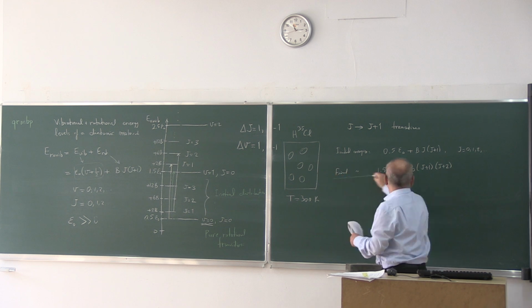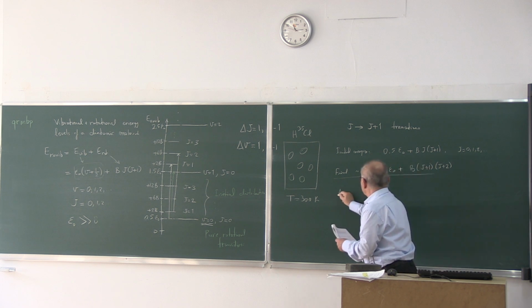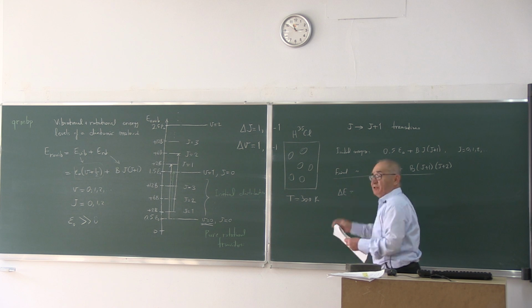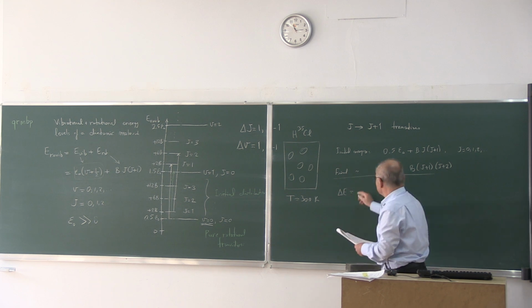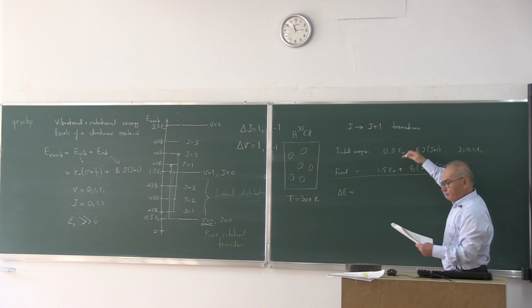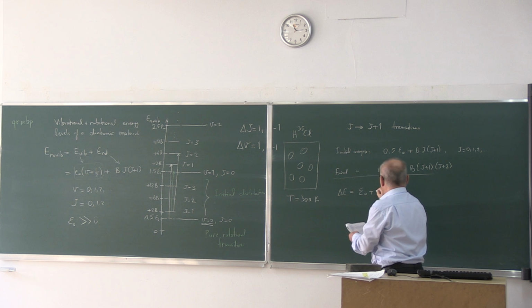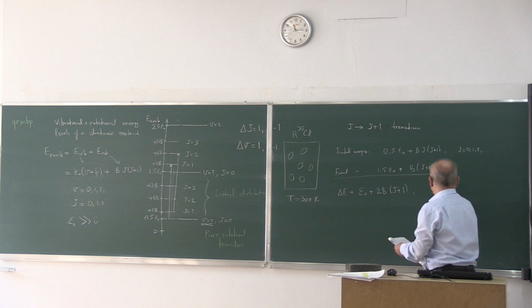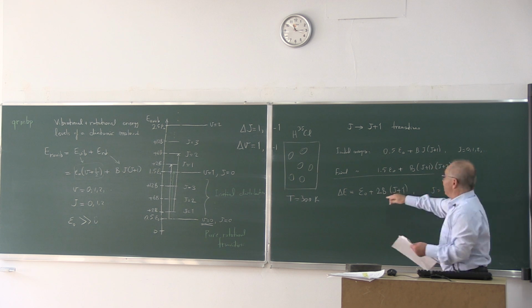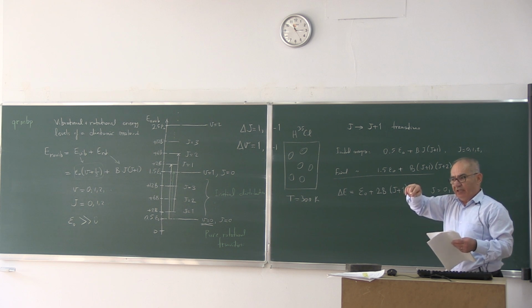Then delta E, the energy difference between the final state and the initial state, this expression minus that expression, is F0 plus 2 times B times J plus 1. Here for J equals 0, 1, 2. Remember, J is the initial J value.